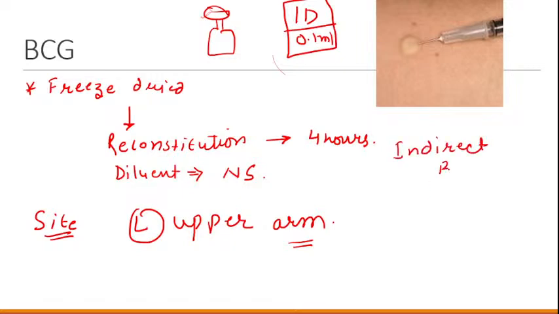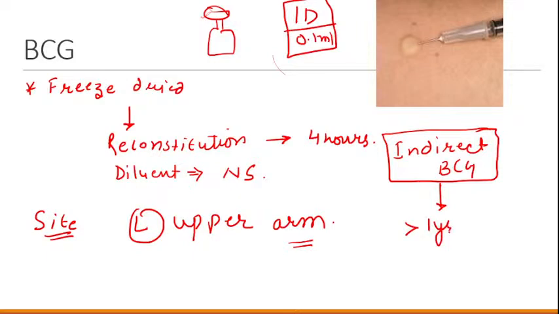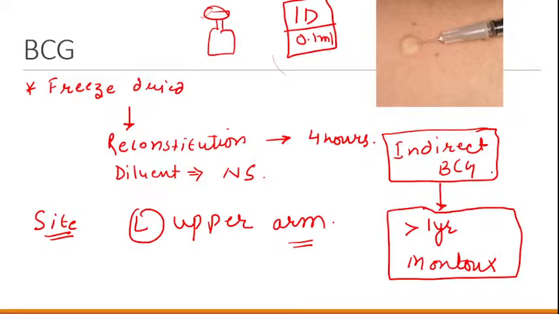What is indirect BCG? We are giving BCG up to 1 year of age. But if I am giving after 1 year of age, I need to do Montague's test. So if BCG is given after 1 year, after doing Montague's test, it is indirect BCG.